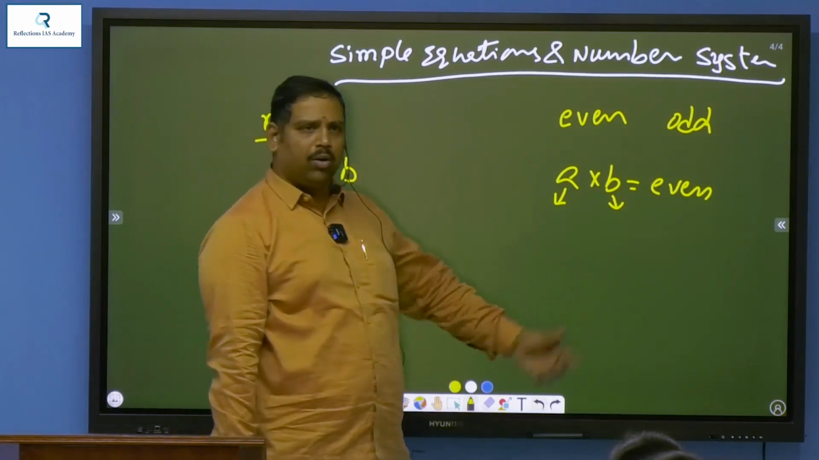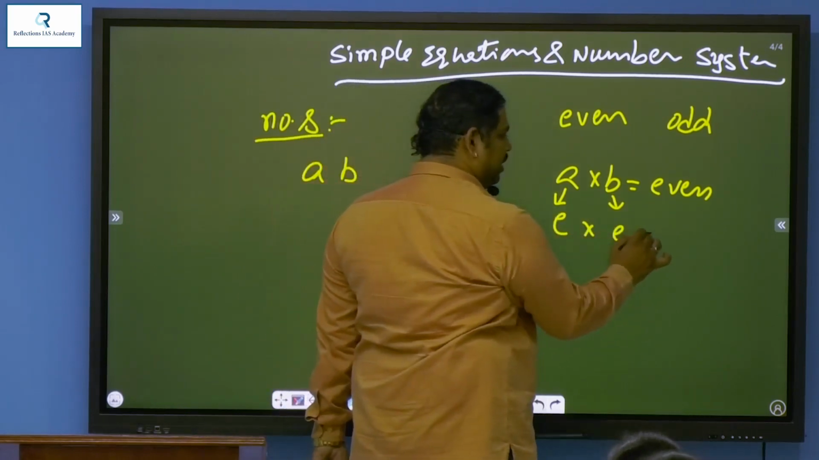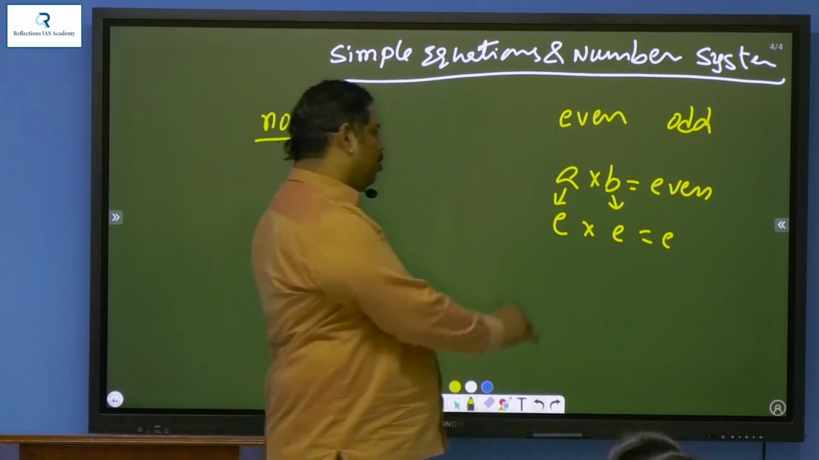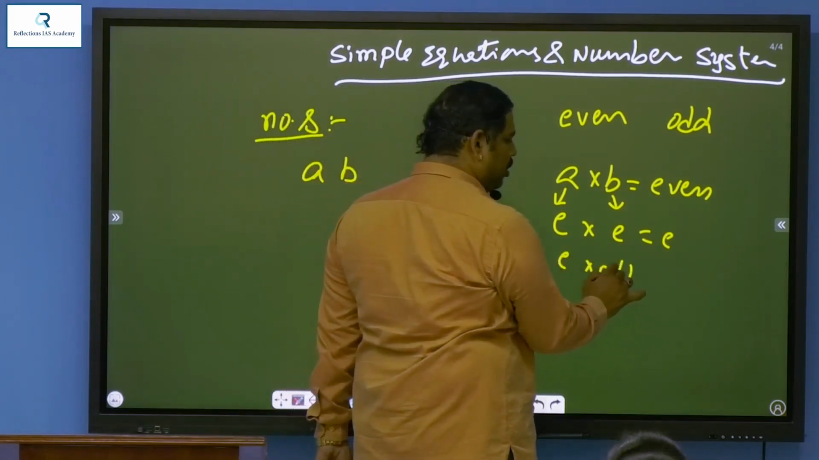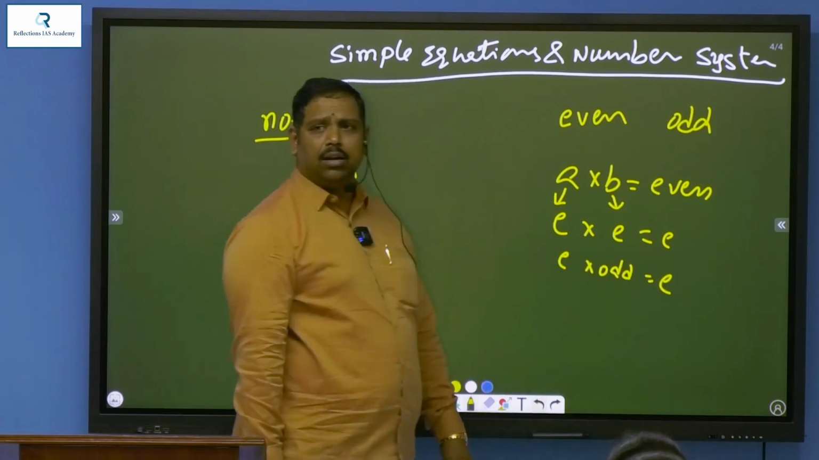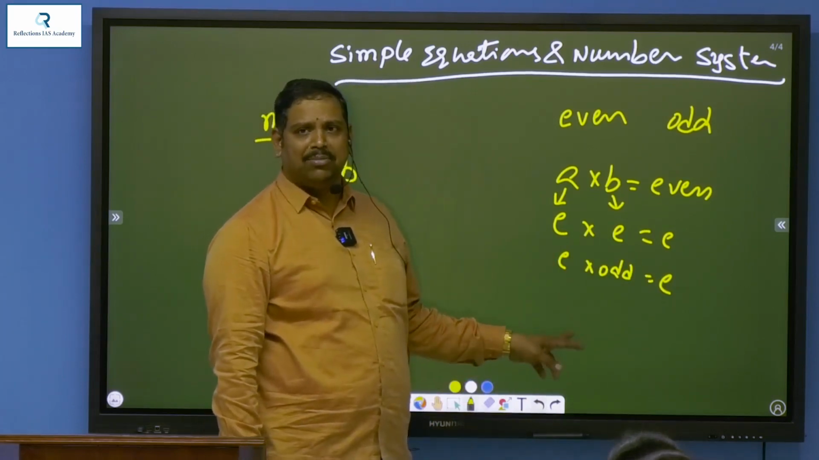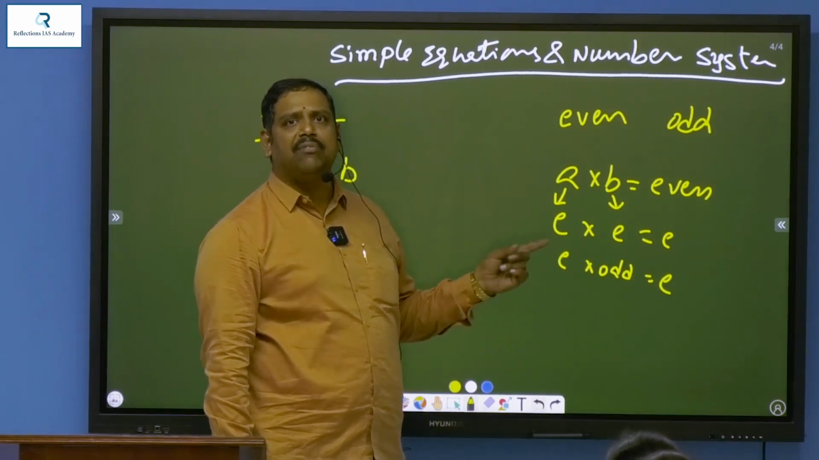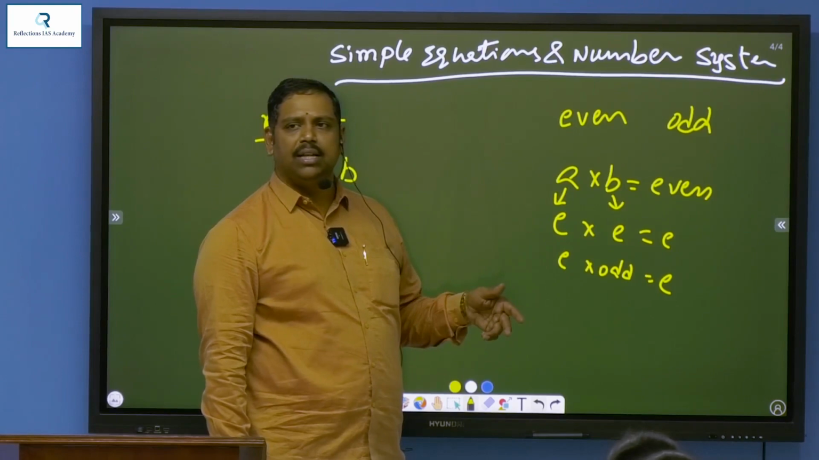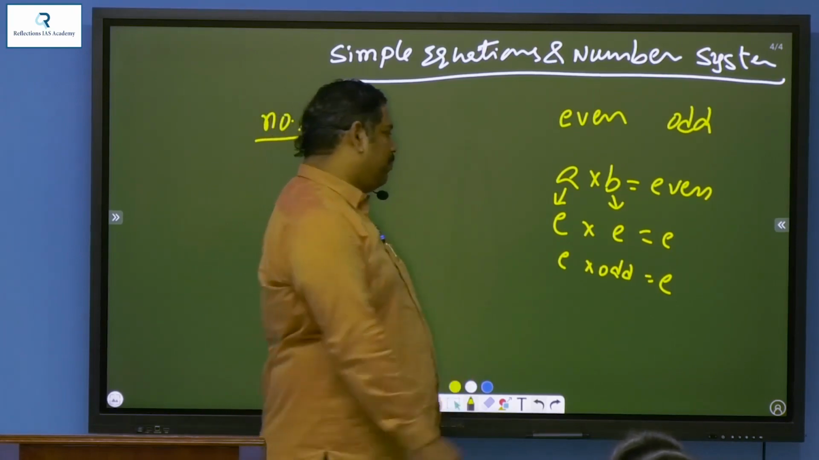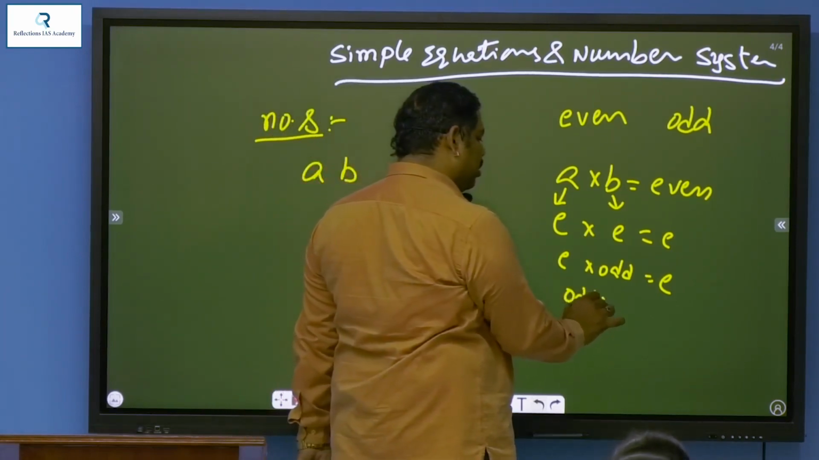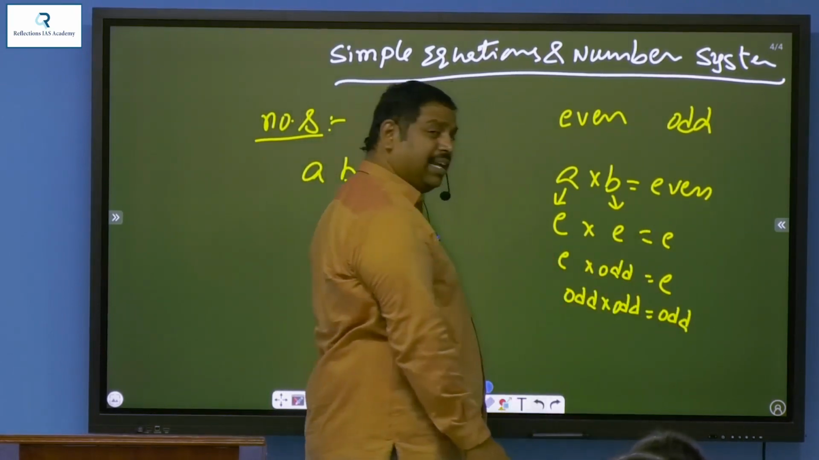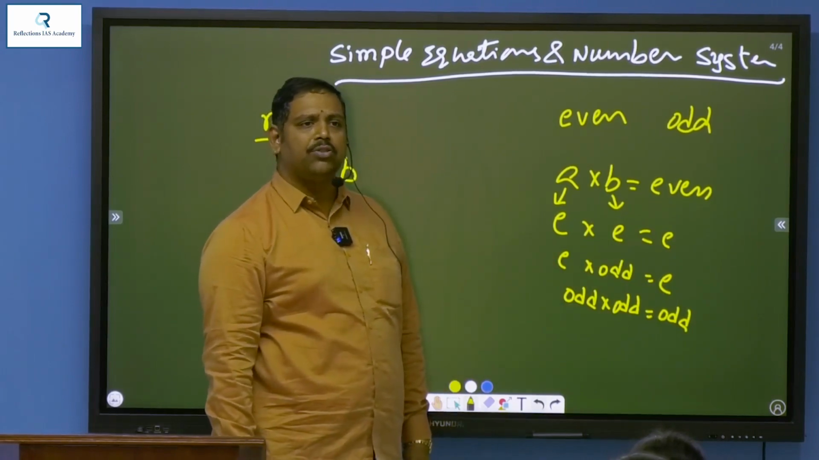Both are even. Even into even is even. Superb. Any other possibility? Even into odd is also even. Superb. Any other? Don't say odd into even because both are same. Odd into odd will be odd number. If you take 5 into 3, 15, is it even number or odd number? Odd number. So odd into odd will be odd number. You feel that sir, this much basic will he ask in the examination? Yes, he will. You should understand.